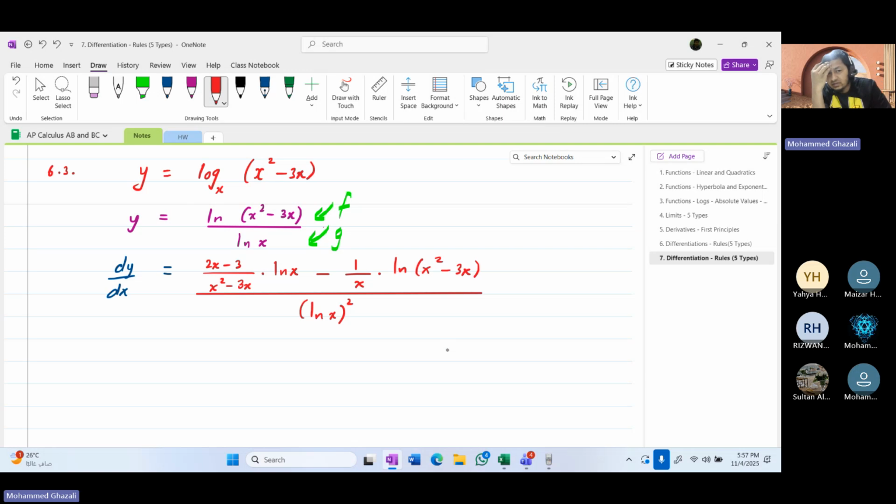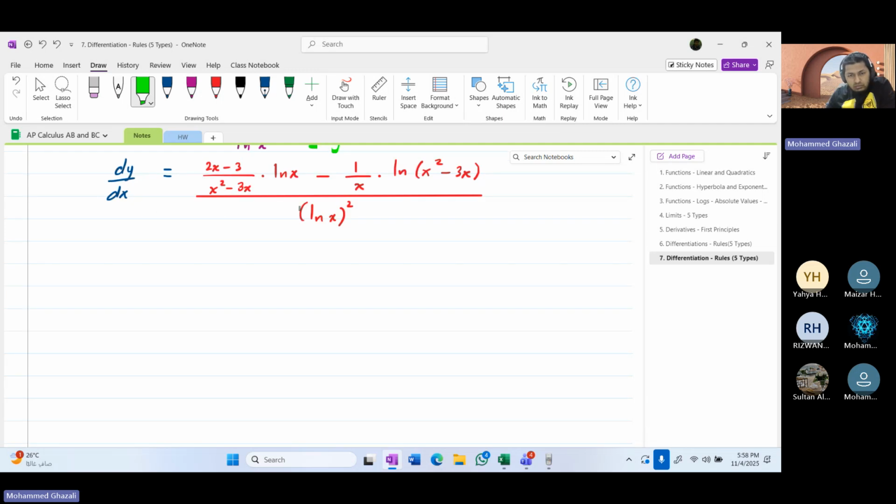Right? That's my answer. Now, how do you go about simplifying this function? Obviously, you need to take out an x here, take an LCD, lowest common denominator, from this term, and then simplify, okay? So you can try that out.